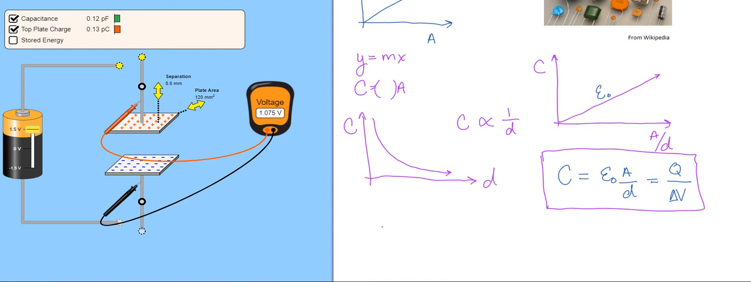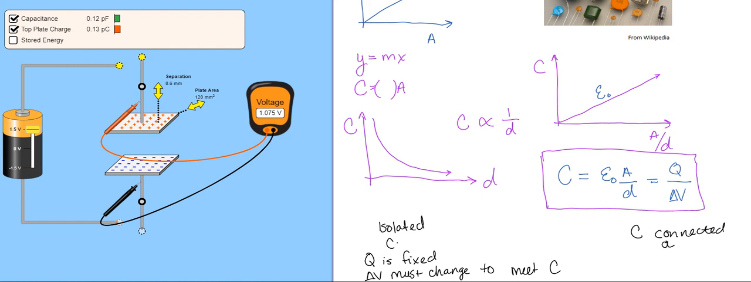So it's important to note when the capacitor is isolated, we have a certain scenario that occurs. What is occurring here is that Q is fixed, delta V must change to meet the capacitance. But when the capacitor is connected to a battery, delta V is fixed and Q must change, or can change, to meet the capacitance.